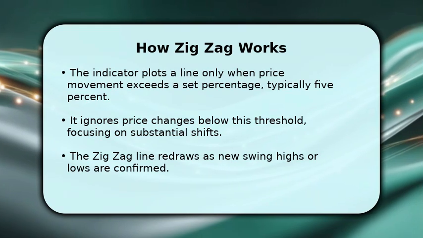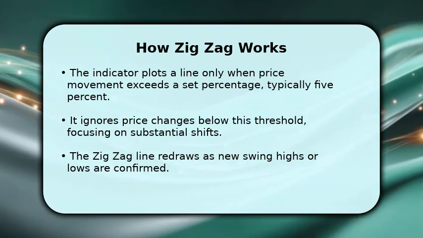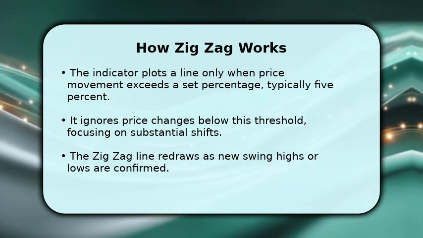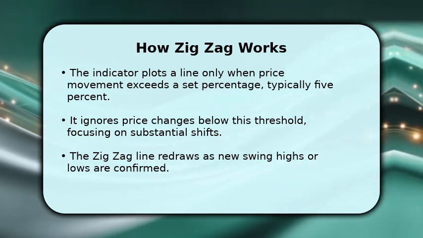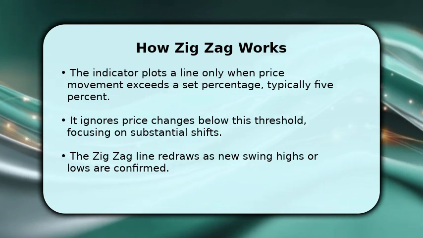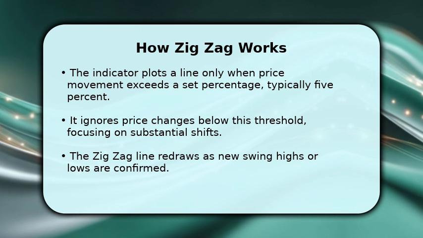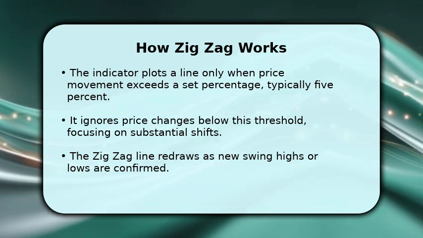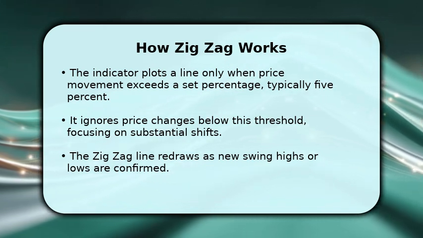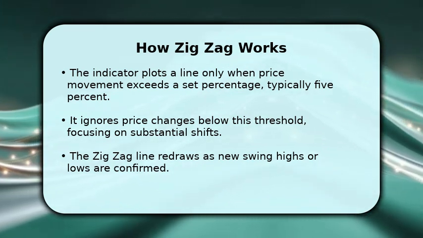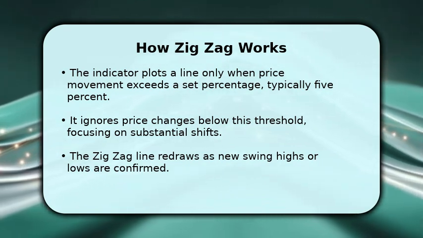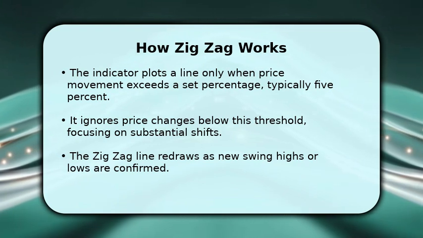So, how does the zigzag indicator actually work? It's quite clever. The indicator only draws a line when the price movement exceeds a predefined percentage, often set at 5%. This means it effectively filters out all the minor price changes, allowing you to focus solely on the substantial shifts. As new swing highs or lows are confirmed, the zigzag line will redraw itself, always reflecting the most recent significant price action. This dynamic nature helps keep your chart clean and focused on the bigger picture.